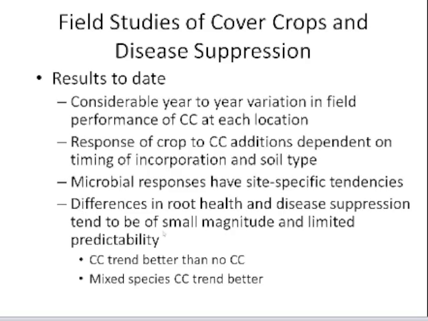Differences in root health and disease suppression tended to be of small magnitude and unfortunately of limited predictability. And what that means is that while the use of cover crops trended towards having healthier plants that yielded more marketable fruit compared to no cover crops, and mixed species cover crops tended to trend better than single species cover crops, those differences were not significant in most site years of this test.